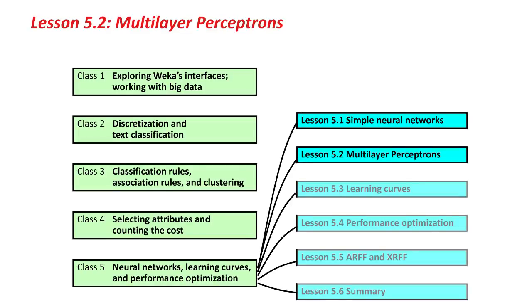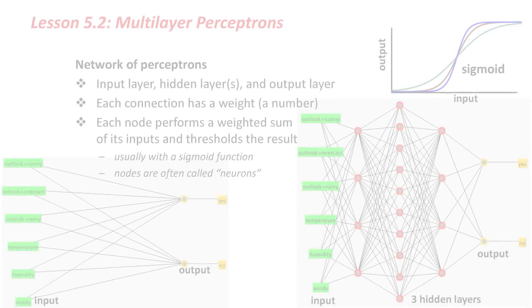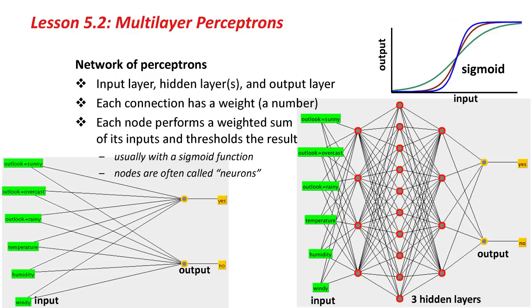In the last lesson, we looked at the basic perceptron algorithm, and now we're going to look at the multi-layer perceptron. Multi-layer perceptrons are simply networks of perceptrons, networks of linear classifiers. And they have an input layer, some hidden layers perhaps, and an output layer.